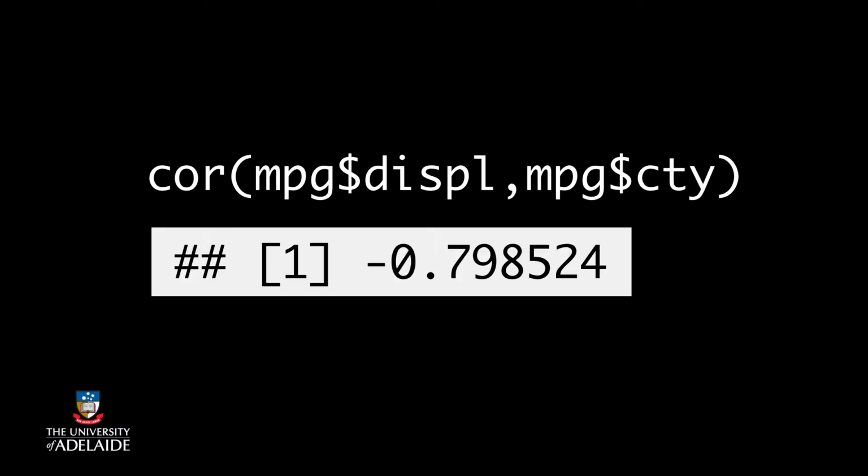For example, if we wanted to compute the correlation between engine size and city fuel efficiency in the MPG dataset, we'd type this. To get negative 0.8, a strong negative relationship. Always be careful using the correlation on its own. It should only be used with a scatter plot.